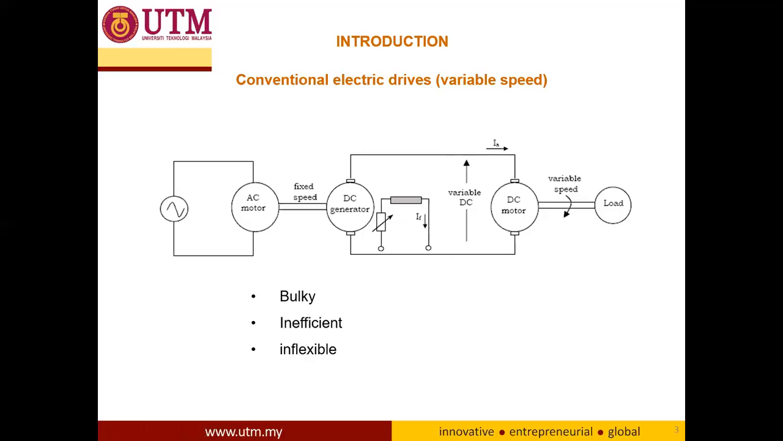This typical system is bulky, because it involves two machines: we have the AC motor, and then we need to couple it with the DC generator. It is also inefficient because we have losses in this part, where we have a variable resistor, and it is inflexible.